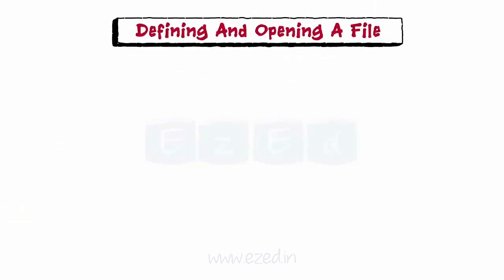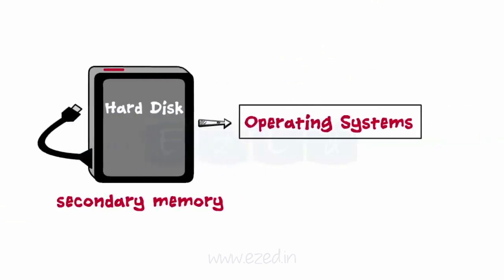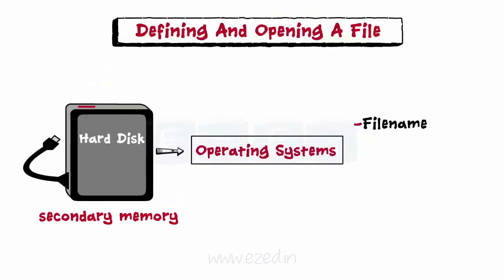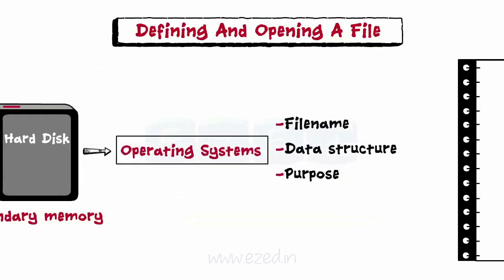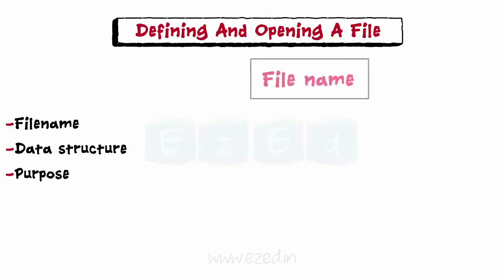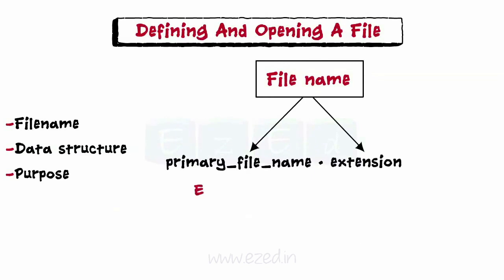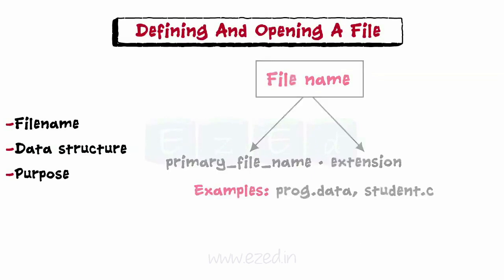Moving on, defining and opening a file. When we want to store data in the secondary memory on the disk, we need to specify certain things to the operating system. They include file name, data structure, purpose. File name is a string of characters that make up a valid file name for the operating system. It consists of two parts. One is the primary file name, followed by the optional period and extension. Look at the examples here.